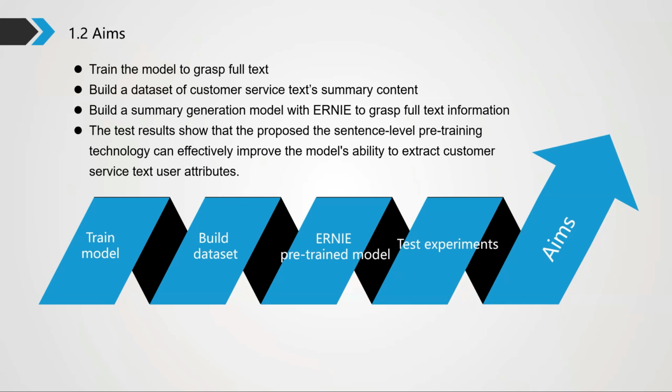Then use the trained ERNIE model to build a machine reading comprehension model to grasp the full text information. Finally, the test results showed that the proposed sentence-level pre-training technology can effectively improve the model's ability to extract customer service text user attributes.